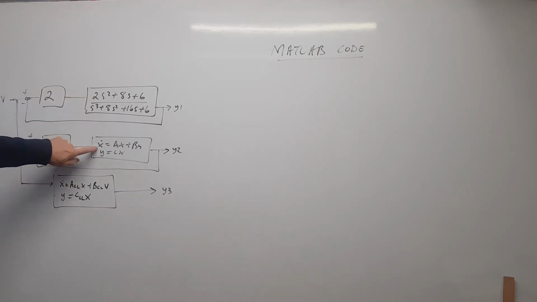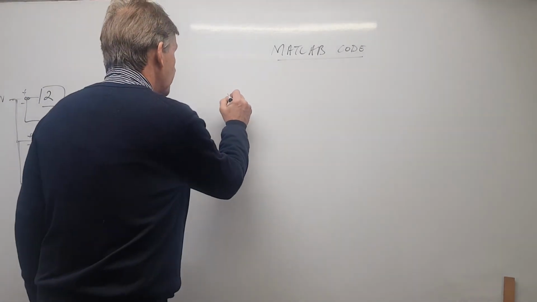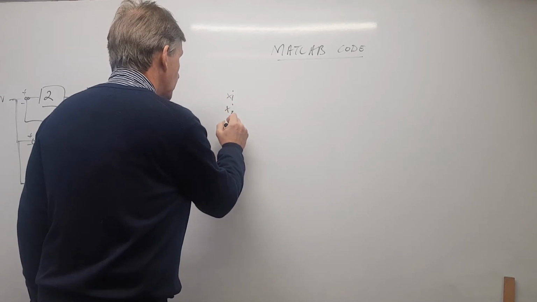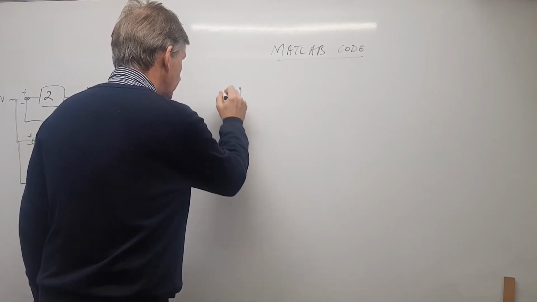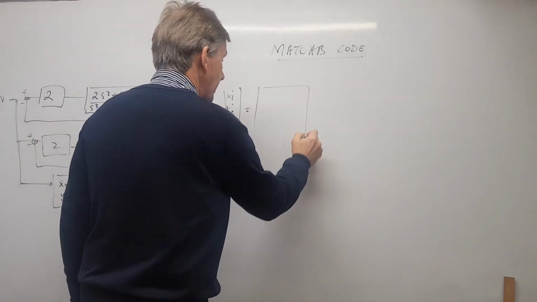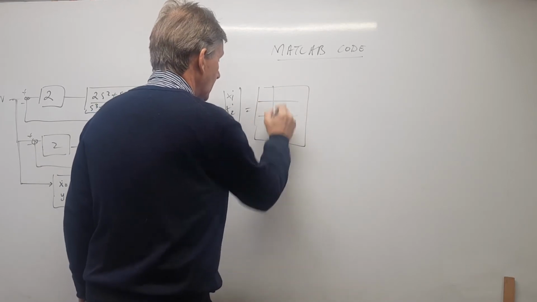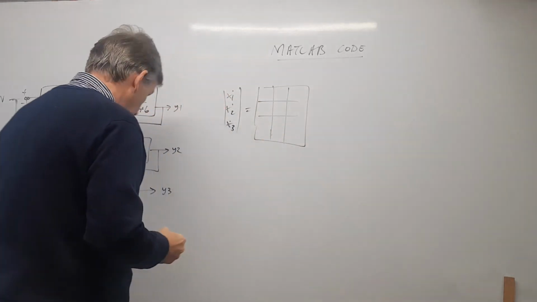So the first thing we do is get the state space equations here. That's going to be x1 dot, x2 dot, x3 dot, and we're going to do the companion form here. It's going to be a 3 by 3.